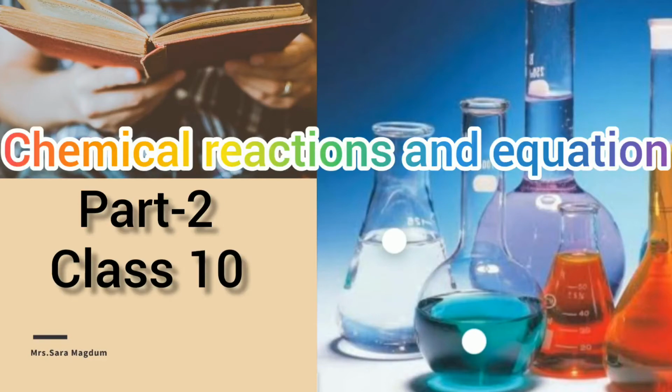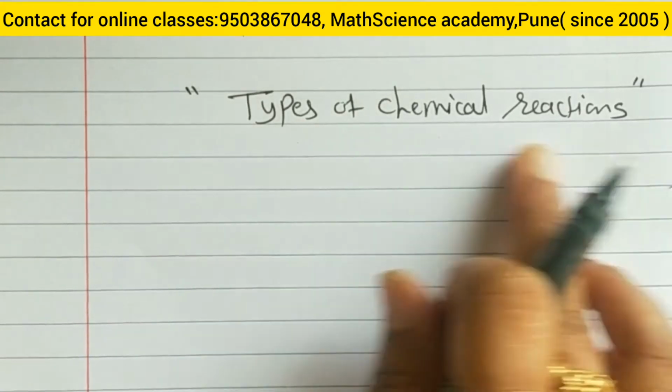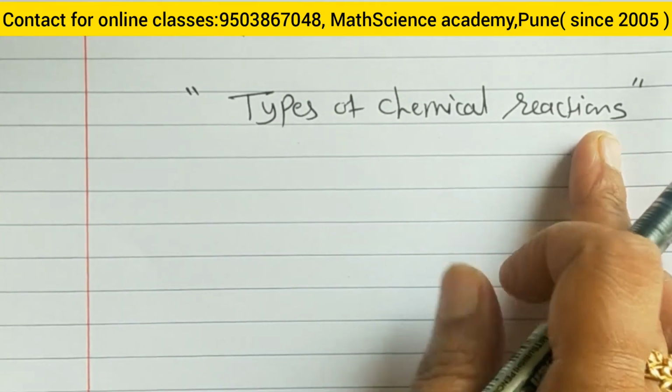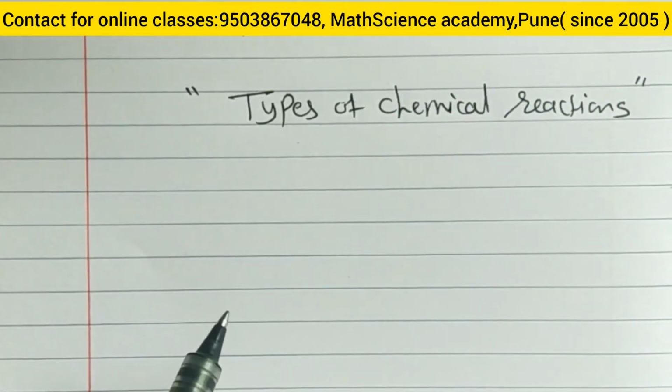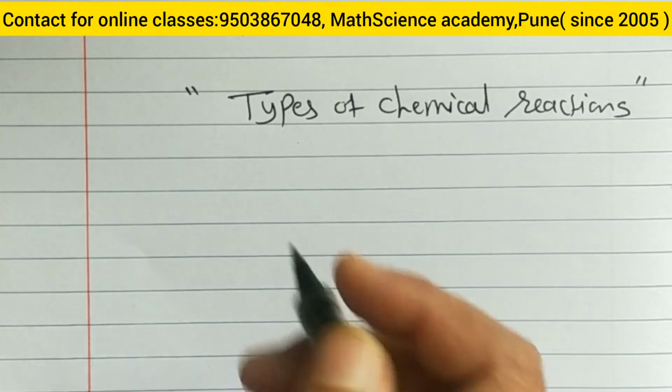Hello students, let's move to the second part of the chemical reactions and equations lesson, and in this lesson we are going to learn about the types of reaction. Now let's learn about the next topic, that is types of chemical reactions. Chemical reactions are classified into different classes depending upon the type of chemical changes taking place. These reactions are as follows.